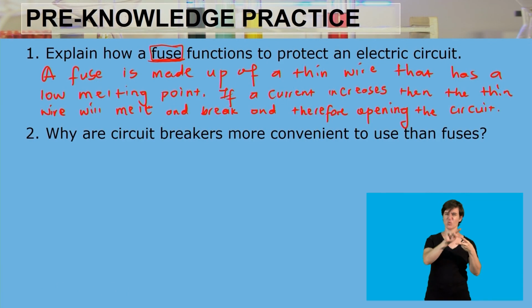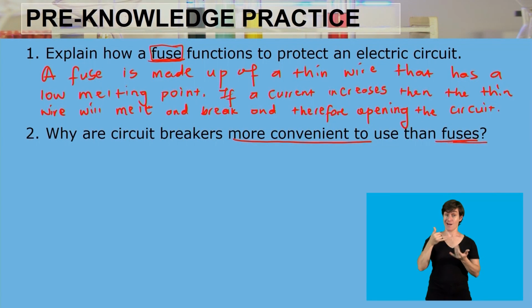Now question 2 is asking, why are circuit breakers more convenient to use than fuses? The reason why we prefer to use circuit breakers is because a fuse, once this thin wire melts and breaks, we cannot use the very same fuse again. We'd need to replace the fuse, and over time, if we keep on replacing the fuse, it becomes costly and very expensive. With a circuit breaker, if the circuit trips, you can just go to the circuit, reset it, and restart the process all over again.